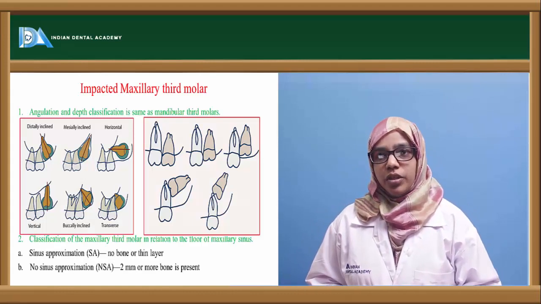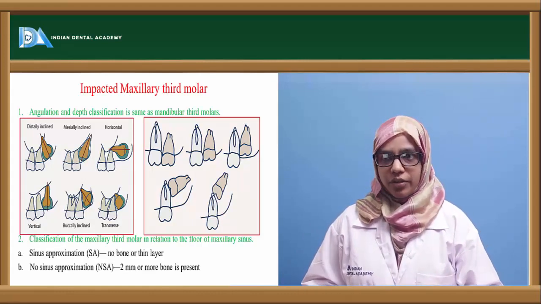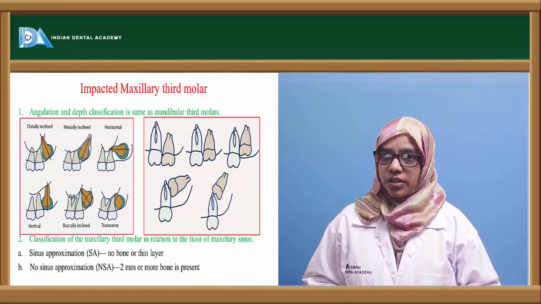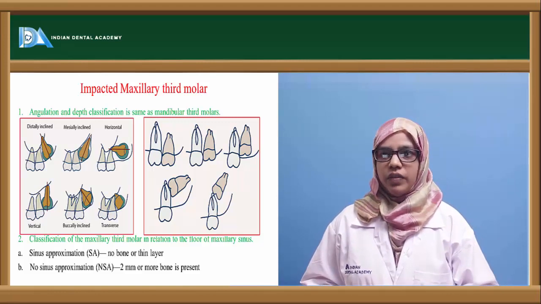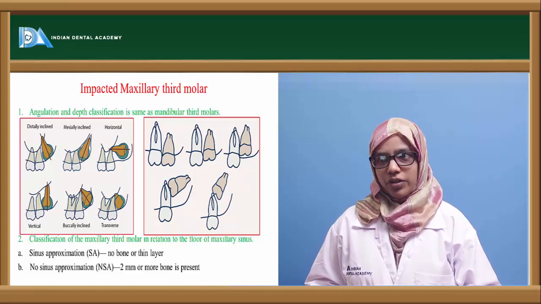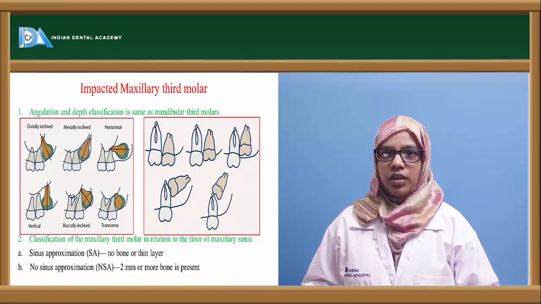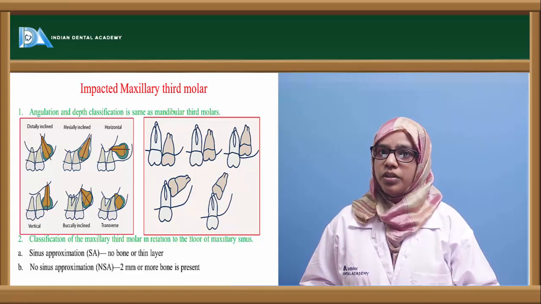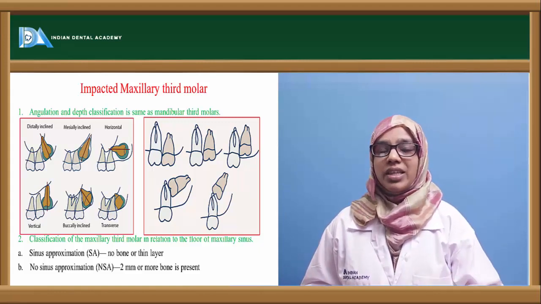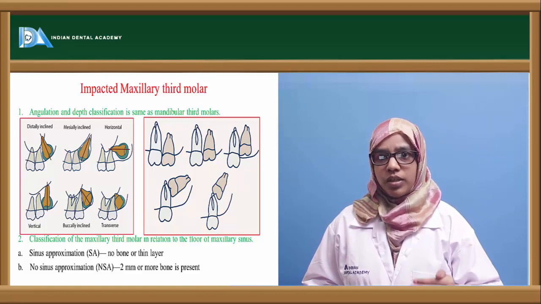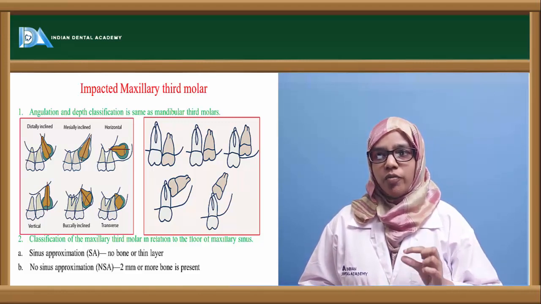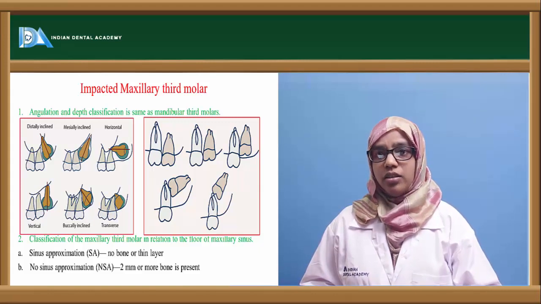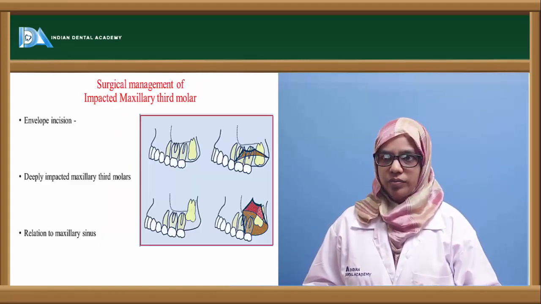Let's move on to the management, or you can say the classification, of maxillary third molars. Similar to the mandibular third molar, Winter's classification is applied in case of maxillary third molars also, depending upon the angulation. They could be mesial, distal, vertical or horizontal, depending upon the depth as you have seen in the mandibular third molar. They are also further classified depending upon their proximity to the maxillary sinus. When a thin bone is present between the sinus and the third molar, it is termed sinus approximation. Where 2 mm of bone is present between the tooth and the sinus, it is non-sinus approximation.